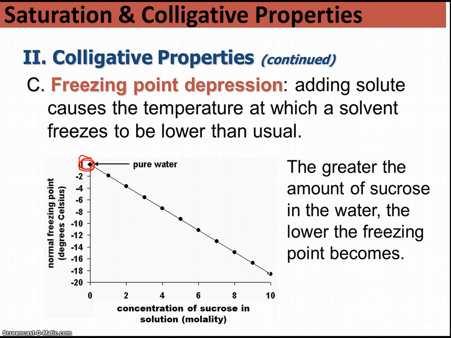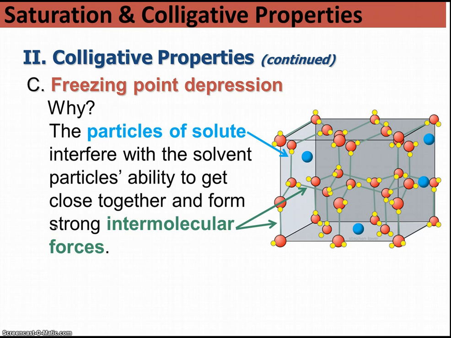If you were to add, let's look at 6. If you have a solution at 6 moles of sugar, then it's going to depress down to, looks like, about 11 or 12 degrees Celsius. So it's going to depress the freezing point of the water down to 12 degrees. So the more sucrose, or in this case the more solute you add, the lower the freezing point of the liquid will become.